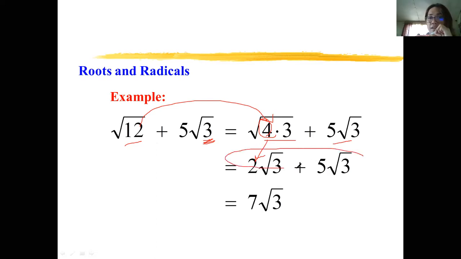So this expression becomes like radicals. Square root of 3, square root of 3. Then just add their coefficients, 2 plus 5, 7, then copy the radical. They're like radicals, which is 7 square root of 3. Easy, right? Very easy. I hope everybody can follow it.